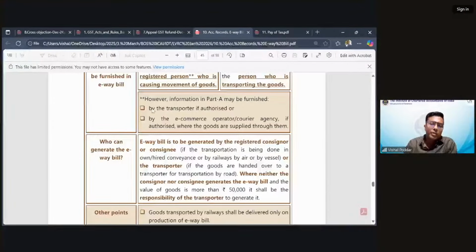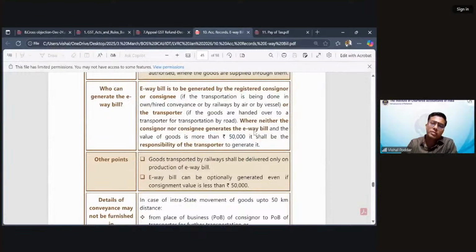Information in part A may be furnished by the transporter also, if authorized by the supplier or recipient, or by the e-commerce operator or courier agency, if authorized, where goods are supplied through them. So many times I am the supplier, but I have given my goods to the courier agency, or my goods are going to be delivered through the e-commerce operator who is actually not the supplier. It is only the e-commerce operator. But since they are arranging the whole delivery, I authorize them to generate the e-way bill. In such cases, the supplier or recipient is not generating, somebody else is generating. Who can generate the e-way bill? It is to be generated by the consignor, consignee, or even the transporter.